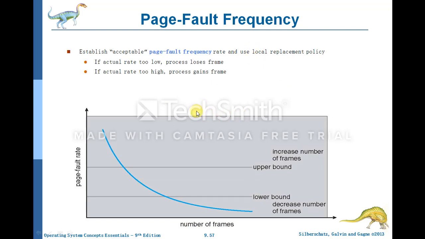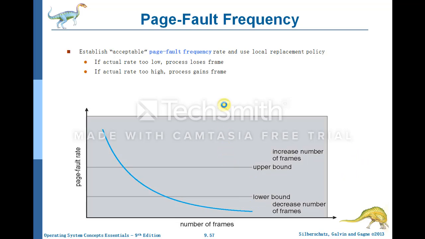So, page fault frequency. Establish an acceptable page fault frequency rate and use a local replacement policy. If the actual rate is too low, the process loses frames. If the actual rate is too high, the process gains frames. So basically in this graph, the upward arrow is the page fault rate and the arrow moving to the right is the number of frames. If the page fault rate is high, the demand for frames increases, so it increases the need for frames. But when your page fault rate is lower, the demand for frames also decreases. Okay, so that is how page fault frequency works.